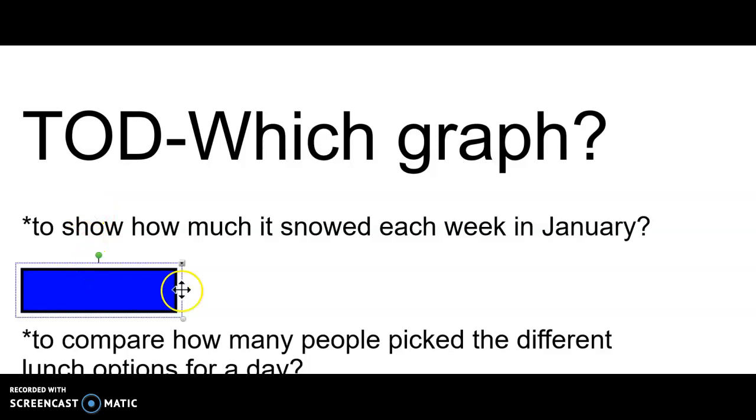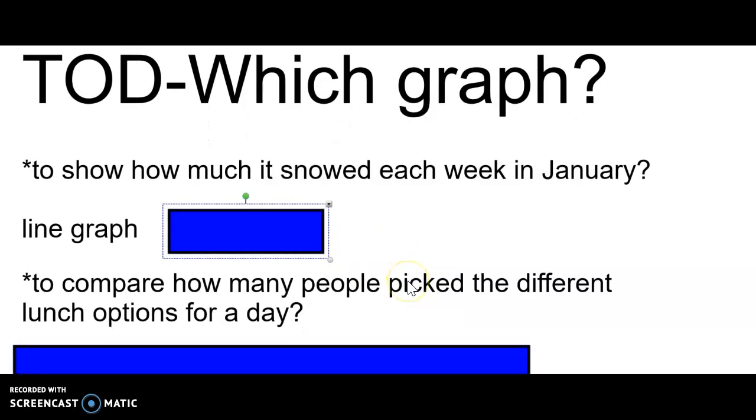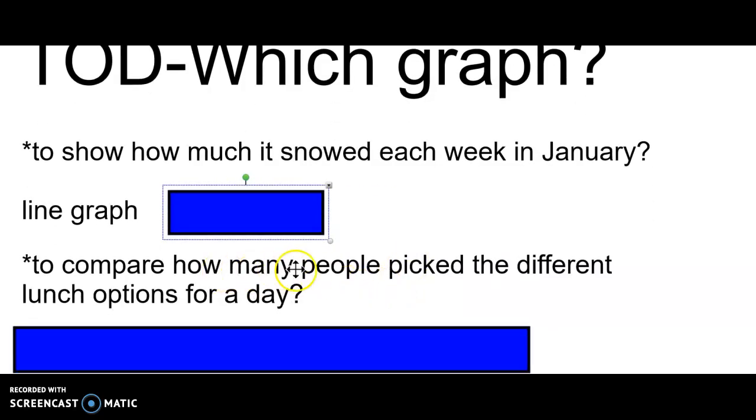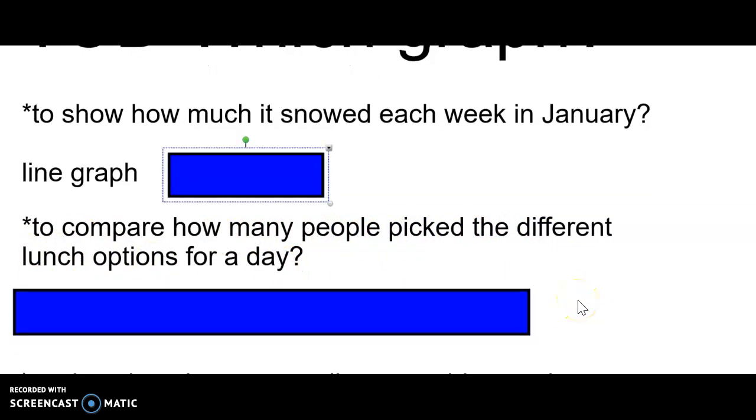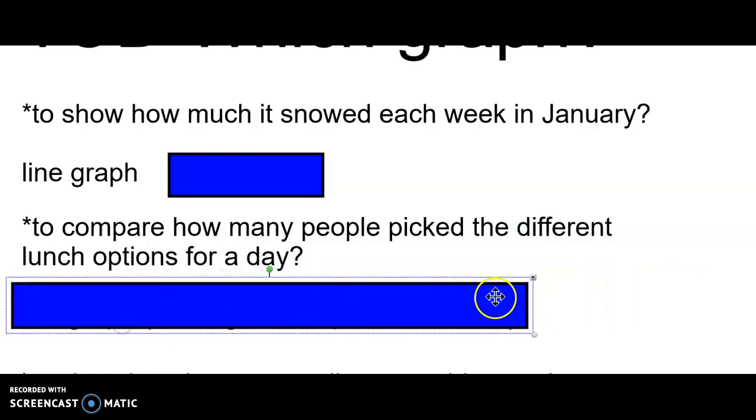Okay, the answer is a line graph because it's going to show change over time. Here's our second one. What type of graph would you use to compare how many people picked the different lunch options for a day? Think about the best type of graph for that and hit pause. When you have your answer, hit play. The correct answer is a bar graph. Although a line plot would work also if you're doing a really quick survey, since we're comparing, a bar graph would be our best choice.